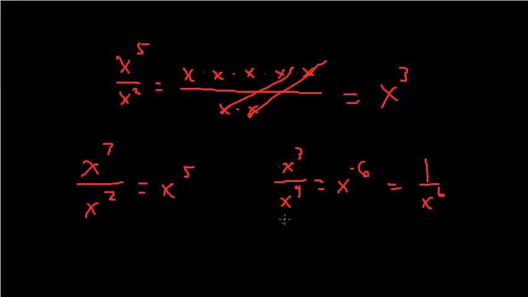Another thing I can learn from this is my higher power minus my smaller power gives me my new power. 9 minus 3 gives me my new power of 6, and then that term stays where the larger power was originally. So if my larger power is in the denominator, my answer is in the denominator. So 9 minus 3, 6, stays in the denominator. Here we had 7 was my higher power. 7 minus 2 gives me 5. 7 was in the numerator, so my answer stays in the numerator with my new power of 5.